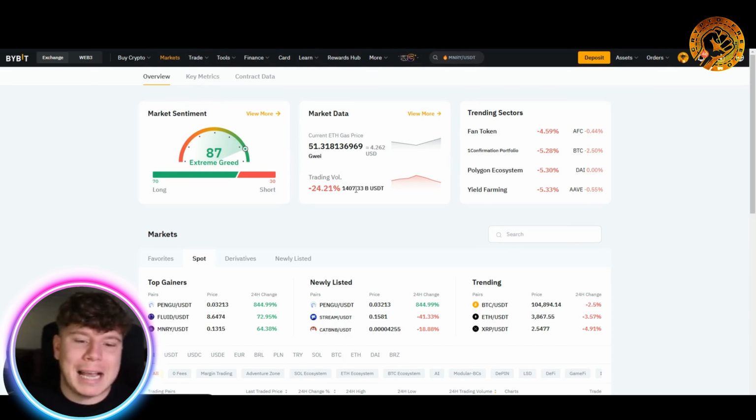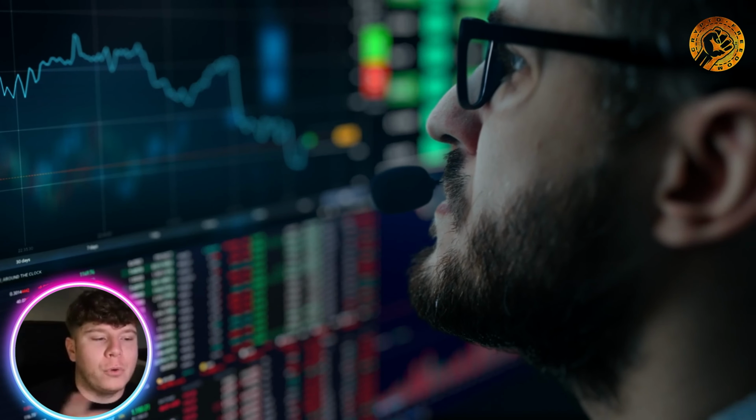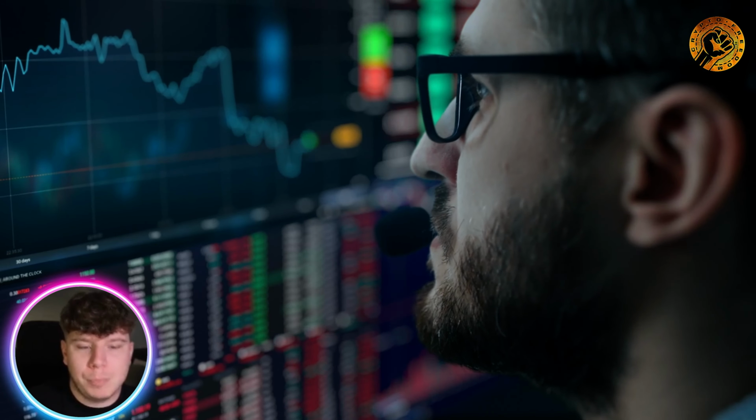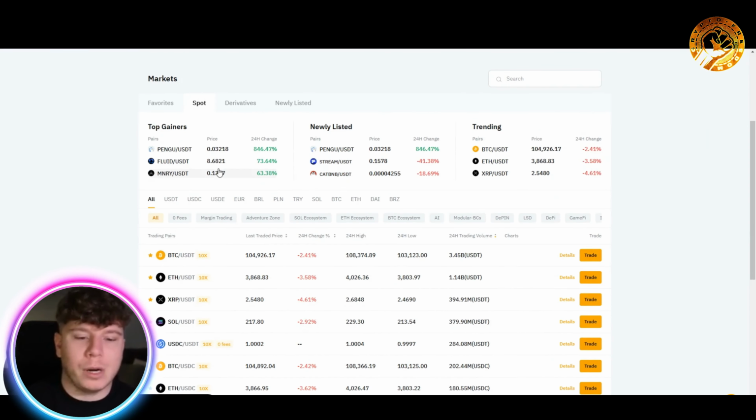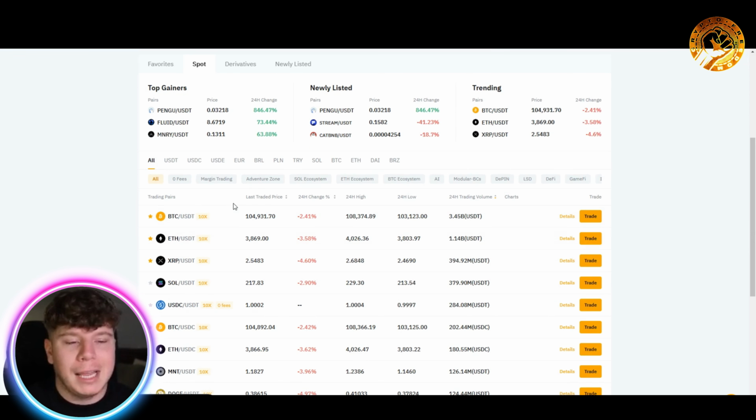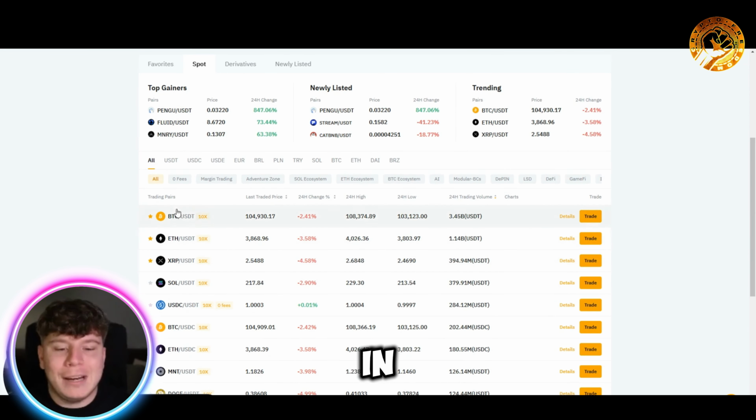As we go to markets, guys, you can see an overview of all the markets. The first thing you should always be doing is checking an overview of what is going on in the crypto space. There's an extreme greed going on right now, which means pretty much everything has been moving long for a while. You're going to want to get involved in all of the different pairs.